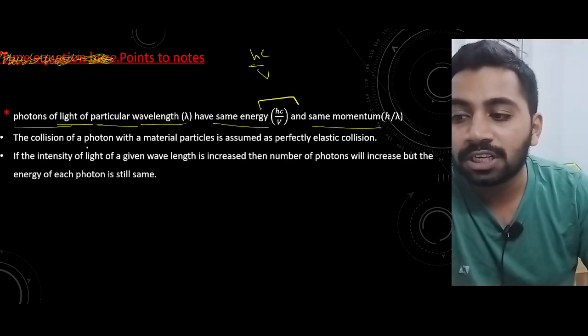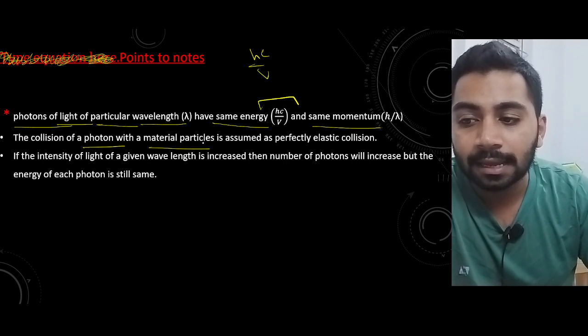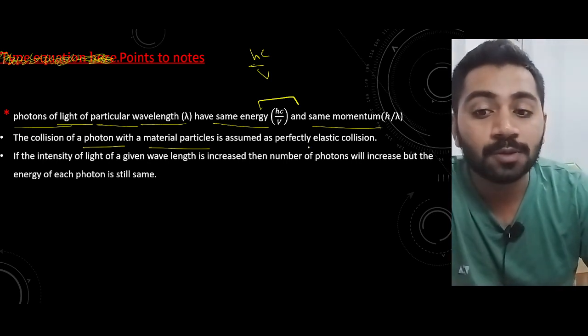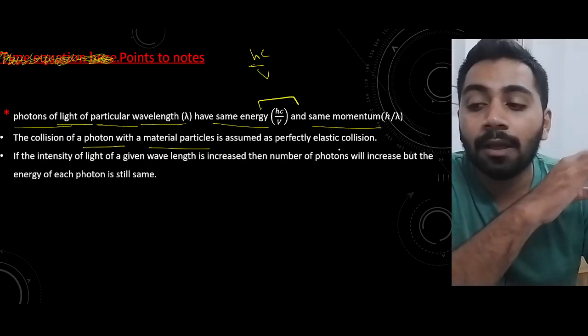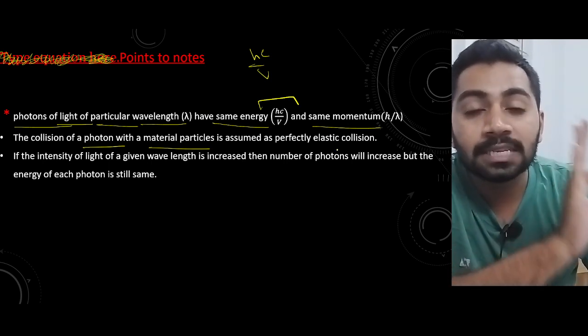The collision of a photon with a material particle is assumed to be a perfectly elastic collision. See, photon colliding with a particle is a perfectly elastic collision.